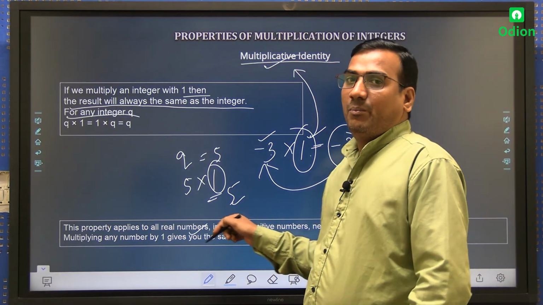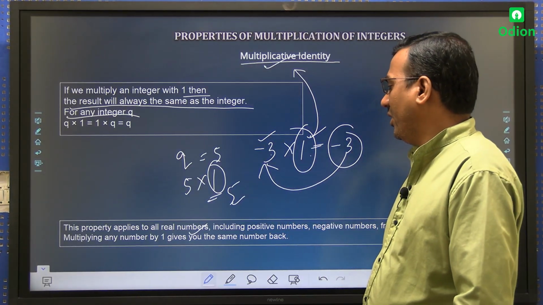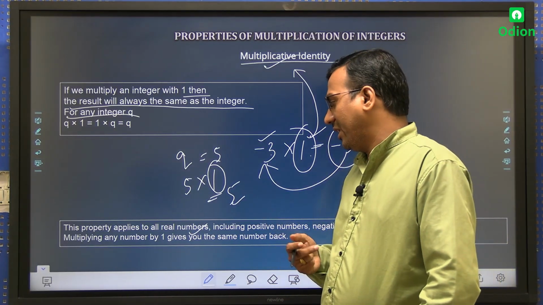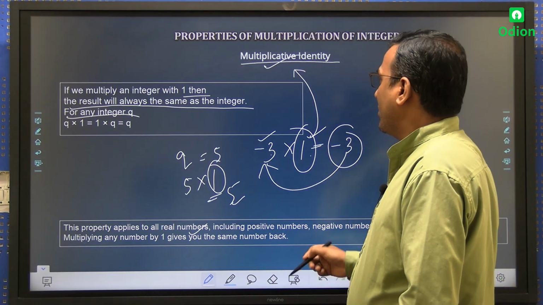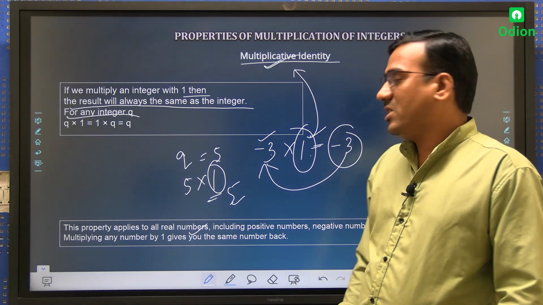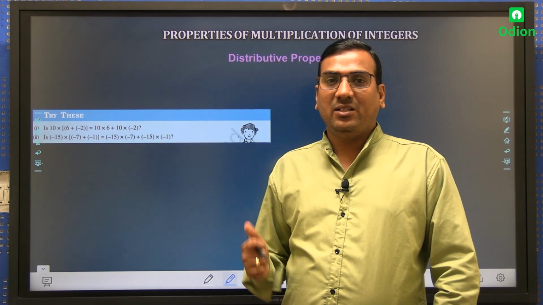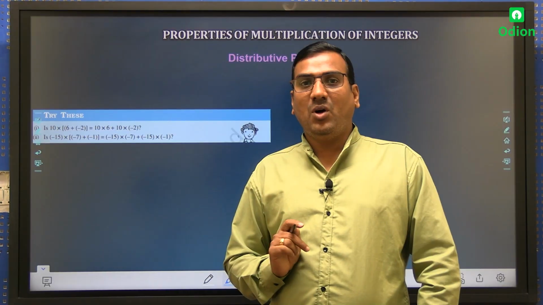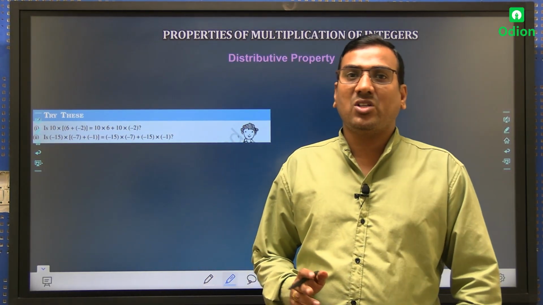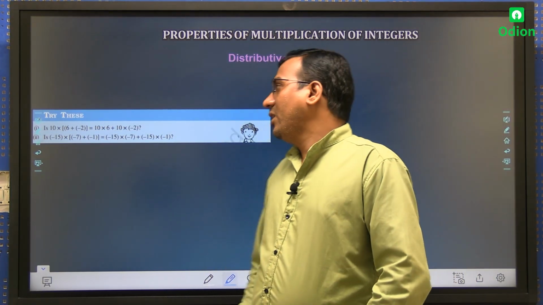Okay, in the previous property I have already told that whatever the number, whatever the integers, whether it is positive or negative, the same answer will come if I multiply 1 with these numbers. Okay students, this is the latest property of multiplication. This property is not available in your addition and subtraction. It is available in the case of multiplication only.